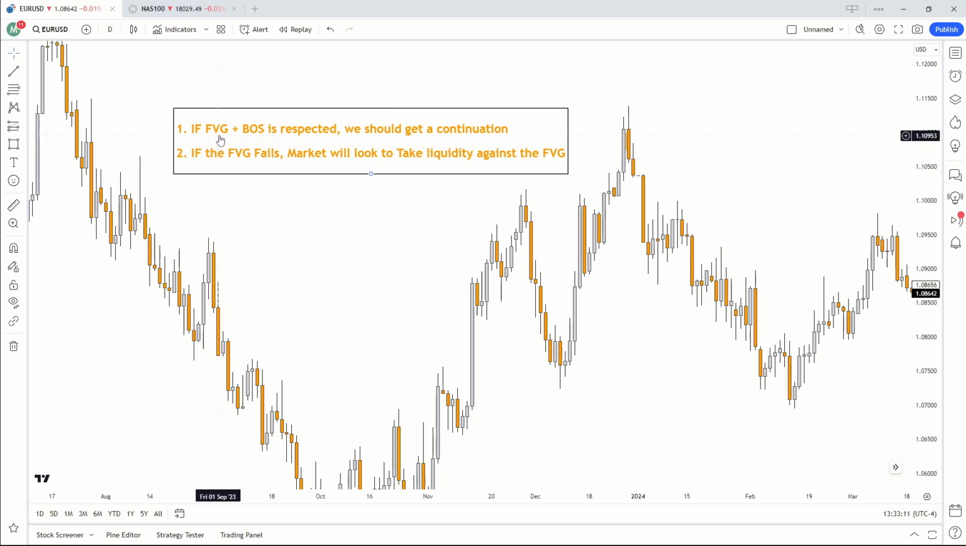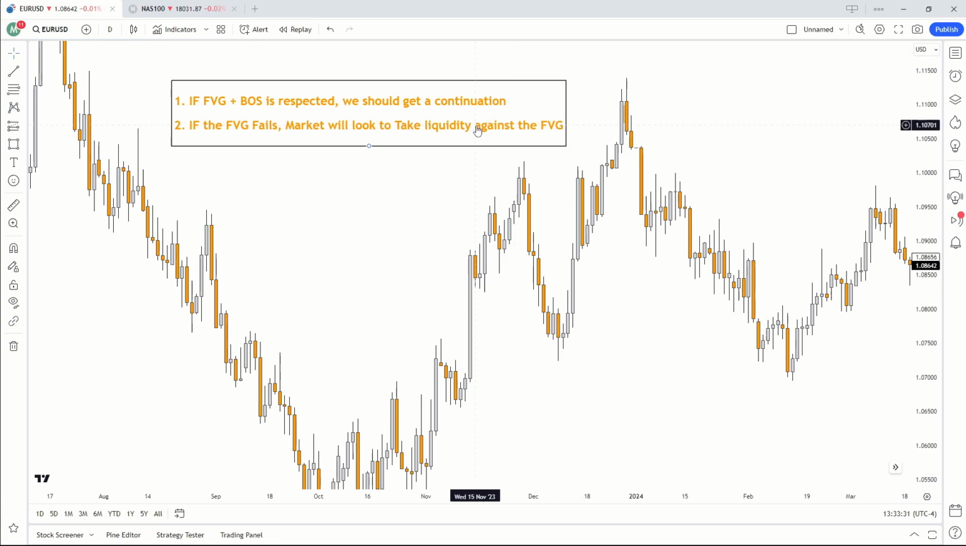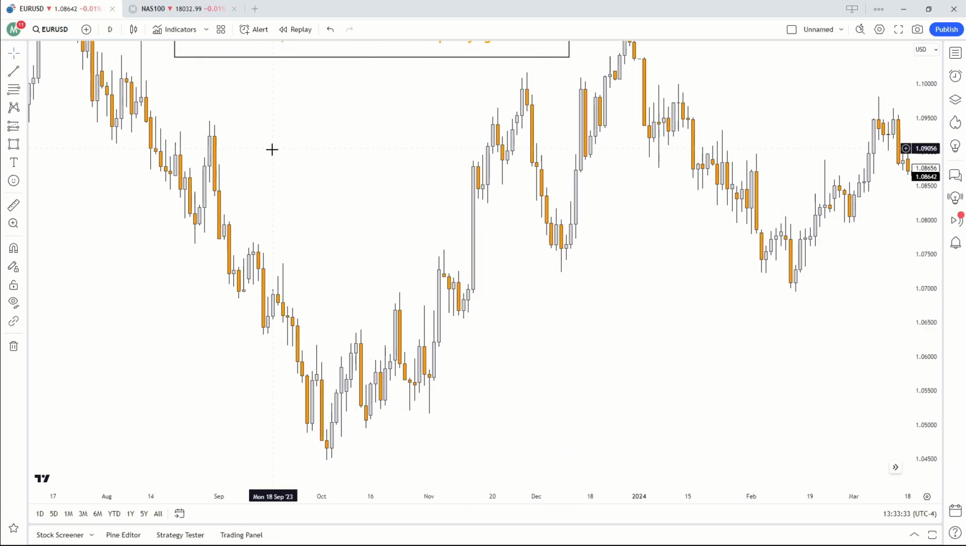So firstly, if fair value gaps are respected, we should get a continuation ideally, with market expanding higher or lower depending on the direction. So we'd like to see a continuation with market forming more fair value gaps off the initial fair value gap plus breakout structure. So if the fair value gap fails, however, market will look to take liquidity against the fair value gap. So let me show you guys on the market.